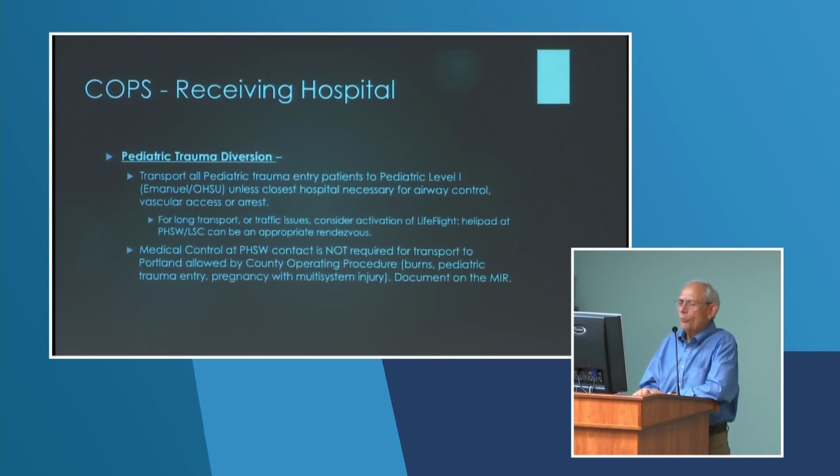Transport all pediatric trauma entry patients to pediatric level 1 hospitals unless the closest hospital is necessary for airway control, vascular access, or arrest. If you don't need vascular access, don't, that's not a reason. You don't have to have an IV in it. Now, granted, in pediatric trauma, you probably want to have IV access, but they had IV access in this case. There wasn't an issue.